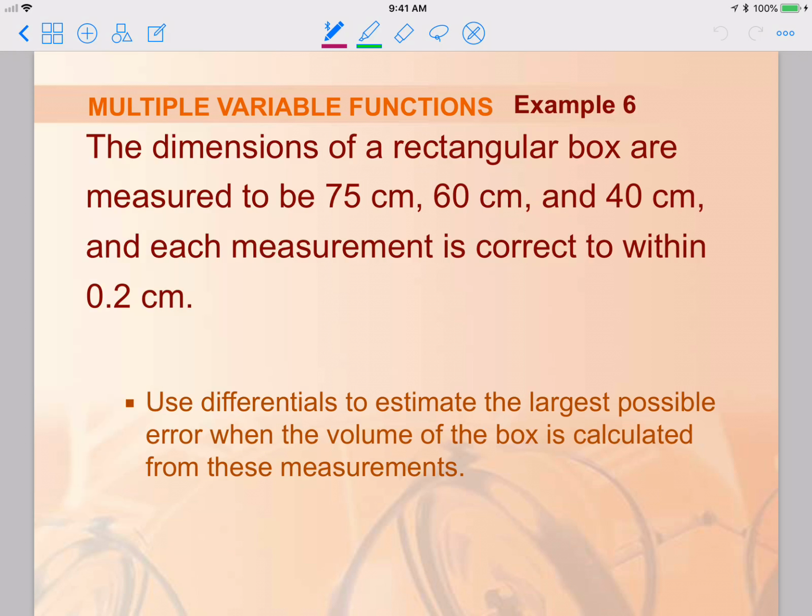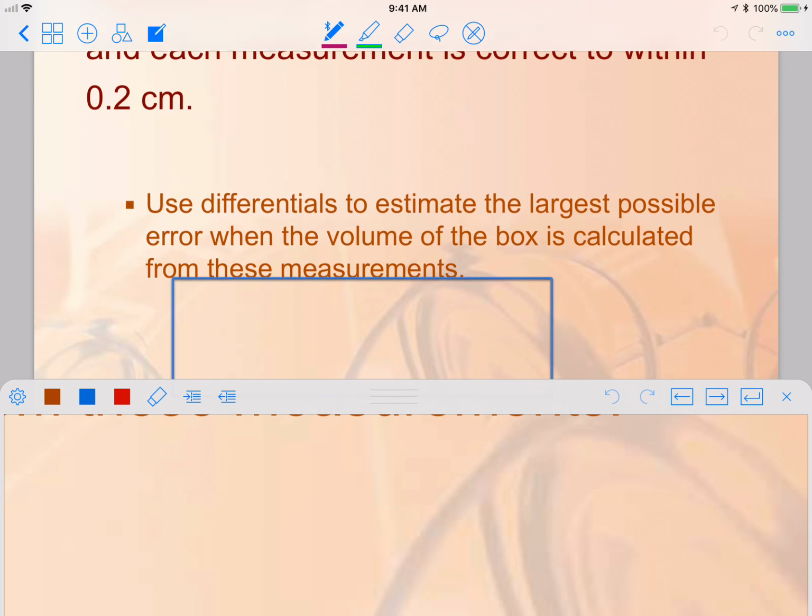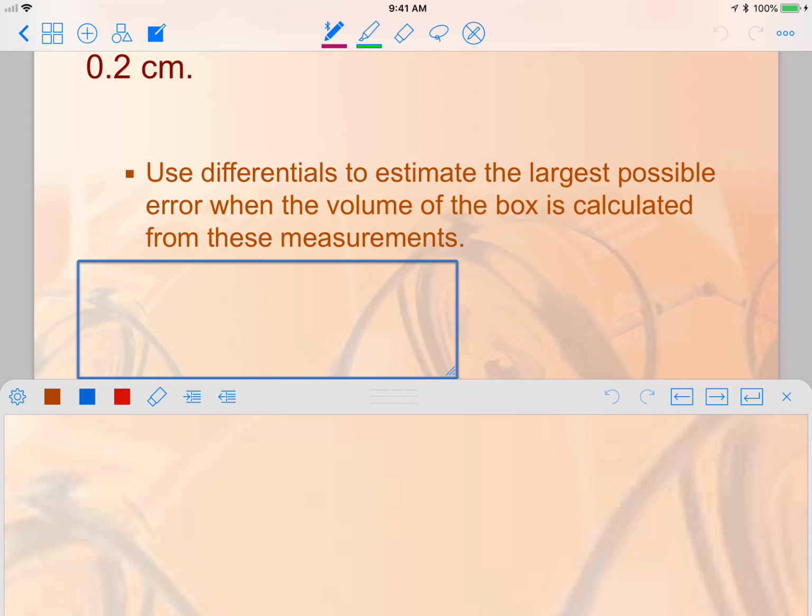The dimensions of a rectangular box are measured to be 75 centimeters, 60 centimeters, and 40 centimeters, and each measurement is correct to within 0.2 centimeters. Use differentials to estimate the largest possible error when the volume of the box is calculated from these measurements. Okay, so we know if we have a box, the volume of the box is going to be length times width times height.